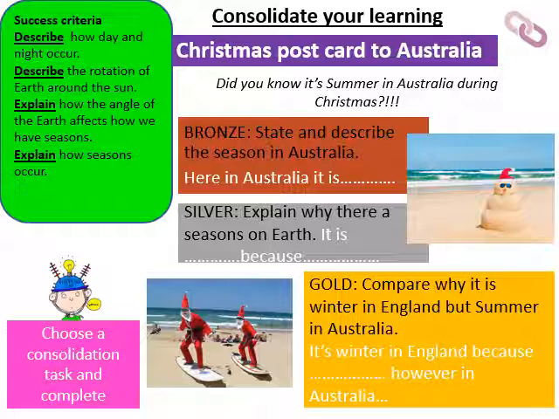So if you want to do the bronze task, you are stating and describing the seasons in Australia. So here in Australia it is. Remember, we're talking about at Christmas. For silver, we're explaining why there are seasons on Earth. And for gold, comparing why it is in winter in England but summer in Australia. All these things link to what we've done today. Pick whichever one you'd like to do and complete that for me.